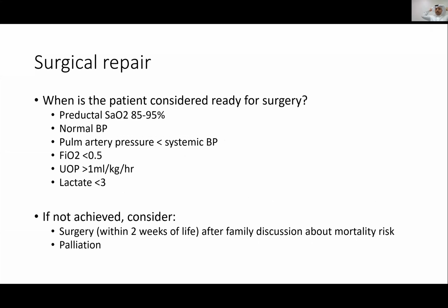So what about regular repair? When do you think the patients are considered ready for surgery? Now, there are a few factors. You look at the preductal SAT, it has to be between 85 to 95. The baby has to have normal blood pressure, and pulmonary pressure that is less than systemic.